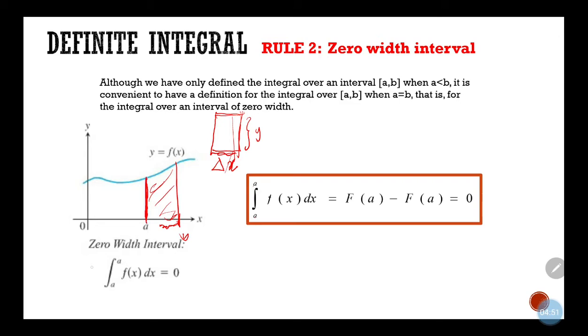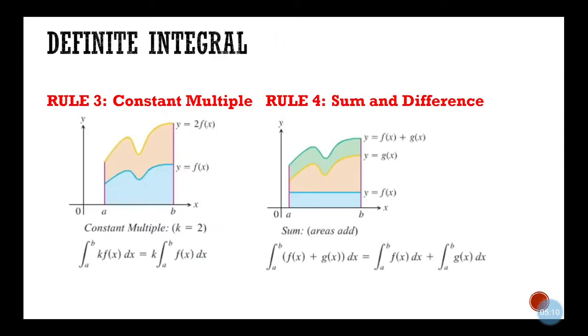So zero, what we call a zero width interval, so the integration would be 0, definitely 0. Tak payah nak susah-susah integrate what is fx here, because we know that from a to a, meaning that there won't be any area. Okay, alright. And then here it is constant multiple.